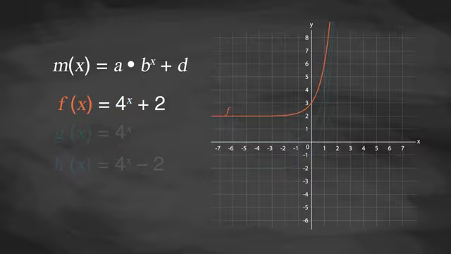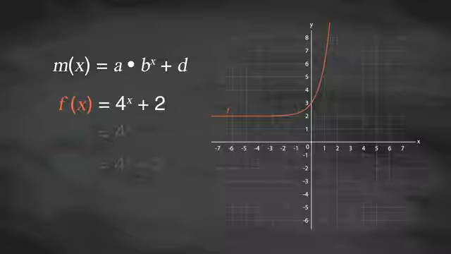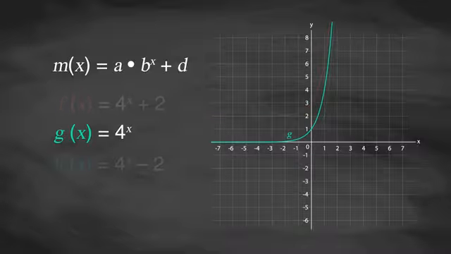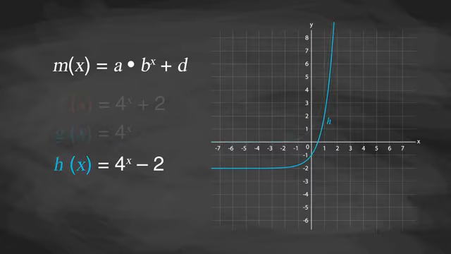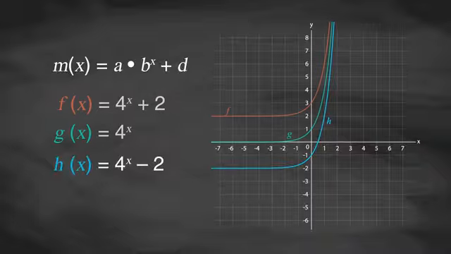Function f seems to have an asymptote of y equals 2. Function g seems to have an asymptote of y equals 0, and function h seems to have an asymptote of y equals -2. How do the asymptotes connect to the equations?